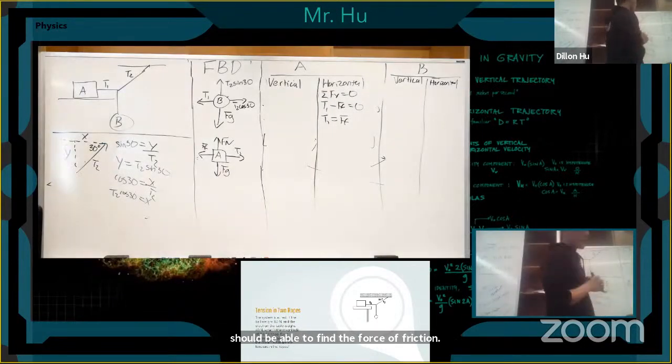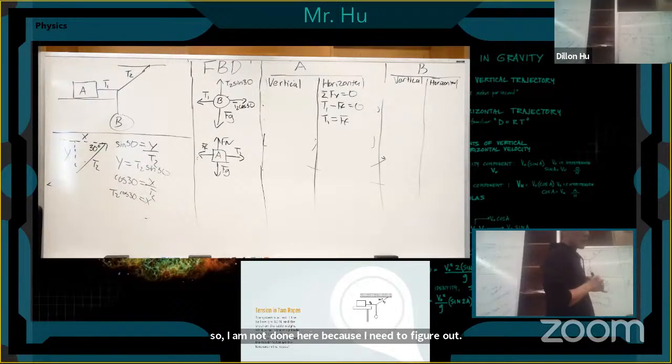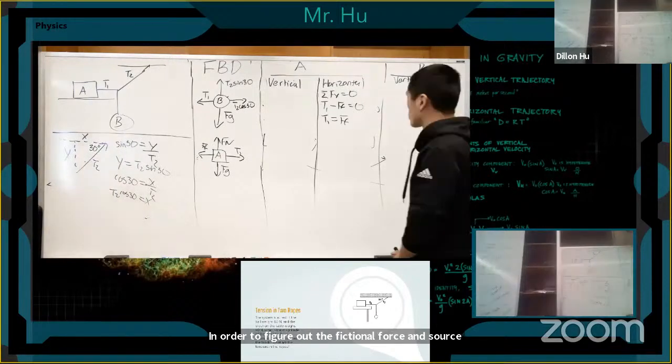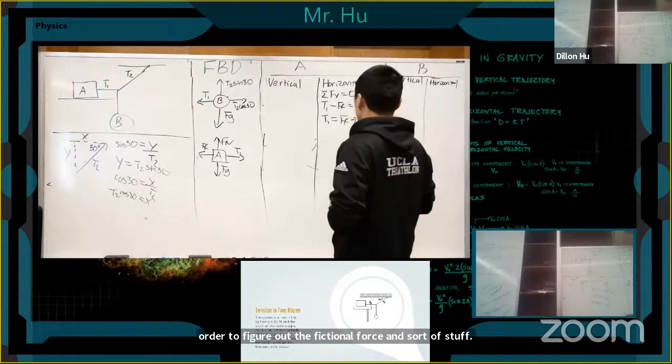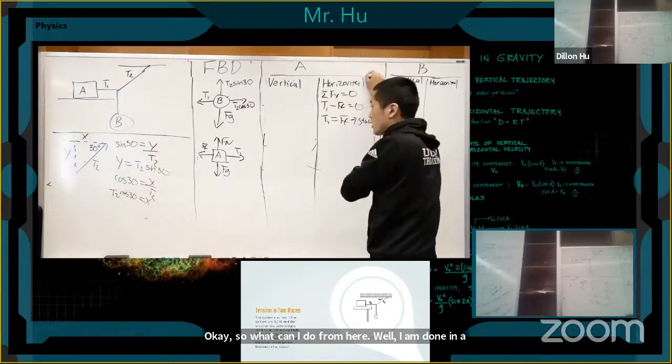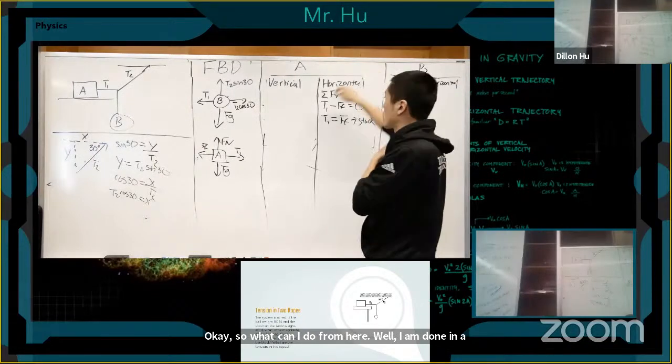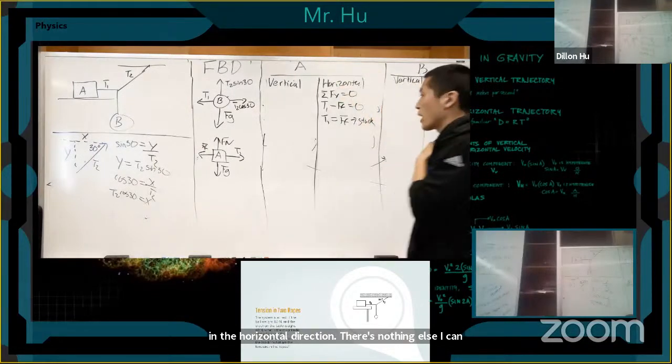Okay, so I am not done here, because I need to figure out the tension force in order to figure out the frictional force, and I am sort of stuck. So what can I do from here? Well, I am done in the horizontal direction for A. There's nothing else I can do here. However, there are three other directions that I might want to look at.